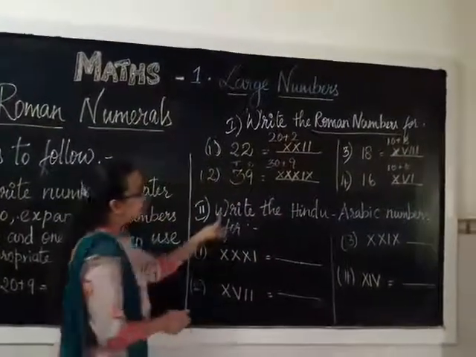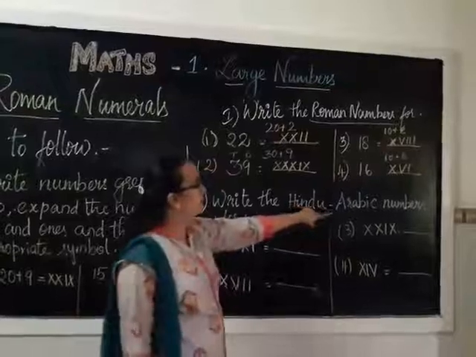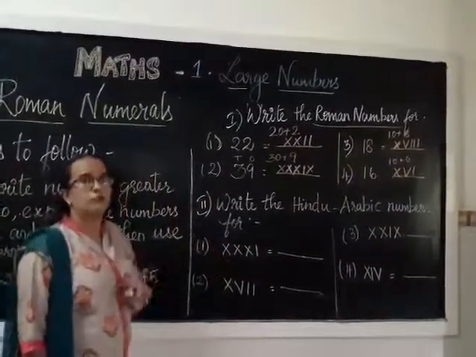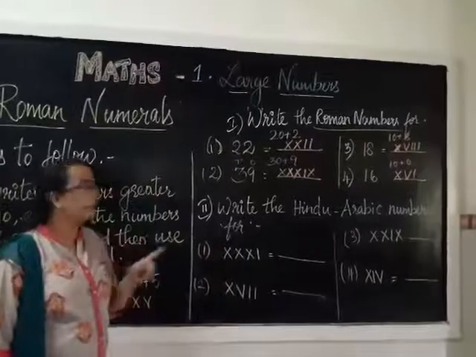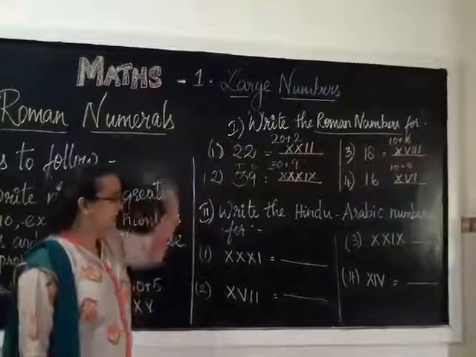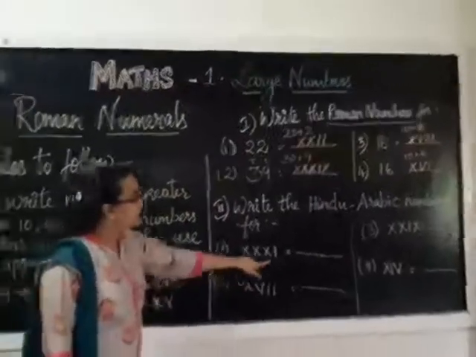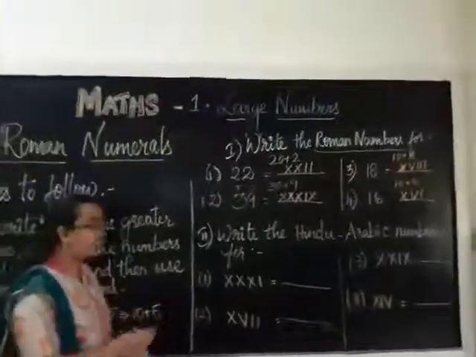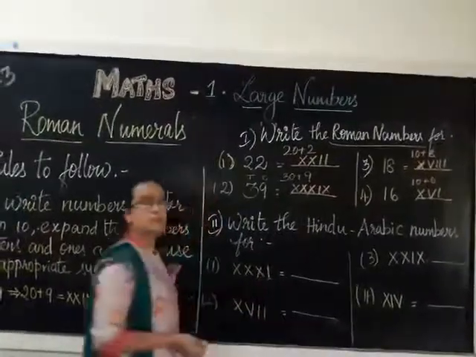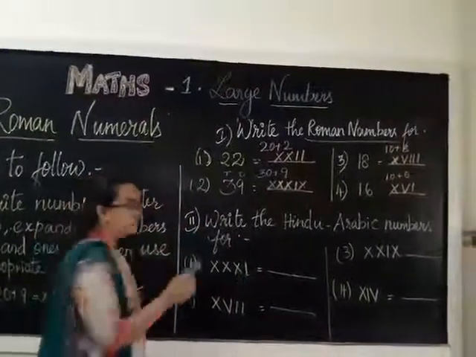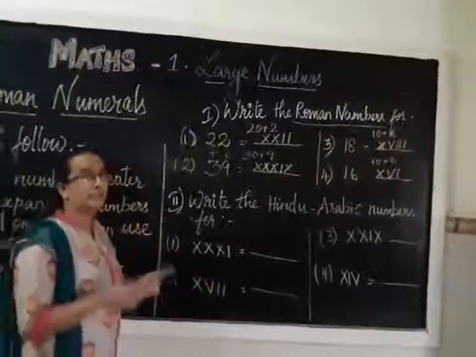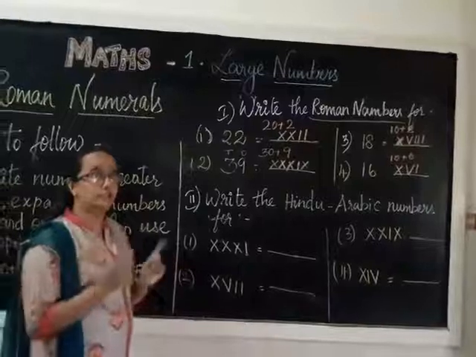Now, write the Hindu Arabic numbers. Here Roman numerals are given, and you have to write them as Hindu Arabic numbers, the numbers we normally use. Remember, always first look for I. First you have to check whether there is an I in it. If there is an I, then look towards the left or right.